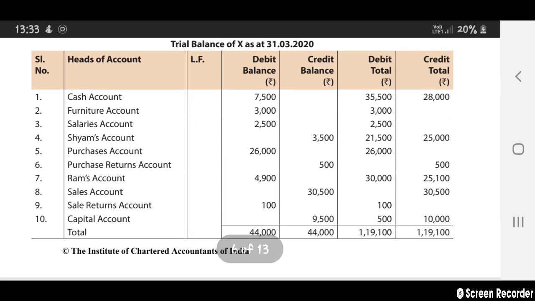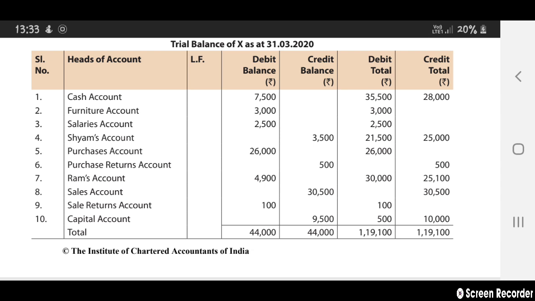Now serial numbers we will put 1 2 3 4 5 6 7 8 9 10. They have given 10 here, so you will put 10. In the first one, cash account, in the debit side 7,500, credit side you don't have. In debit total they have given in the question 35,500, so 35,500. In the credit side they have given 28,000. Okay, cash account over.